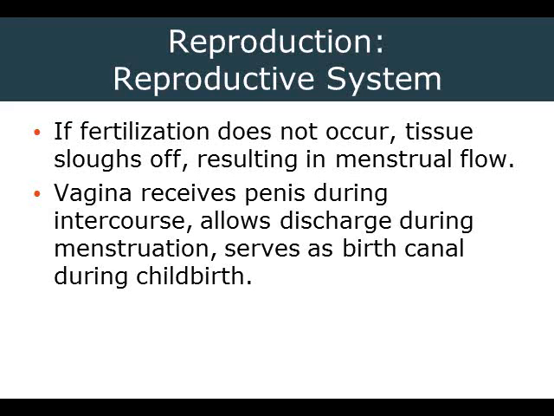So obviously the vagina receives the penis during intercourse, allows the discharge during menstruation, and serves as the birth canal for childbirth.